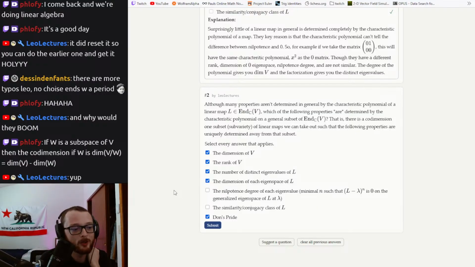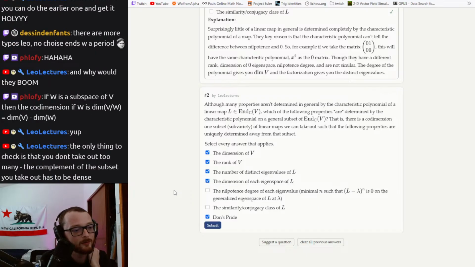If W is a subspace of V, codimension of W is dim V over W. Volkswagen? Or, okay, dim V minus dim W. Did not know that. It seems almost too good to be true. The check is so you don't take out too many. The complement of the subset you take out has to be dense.